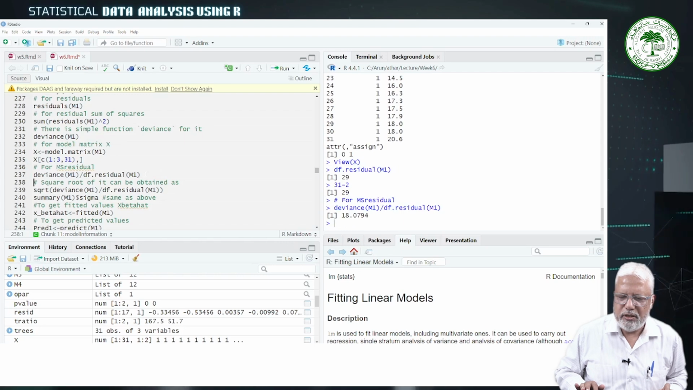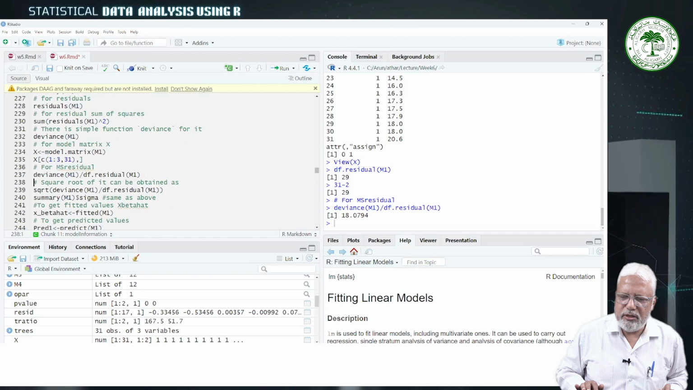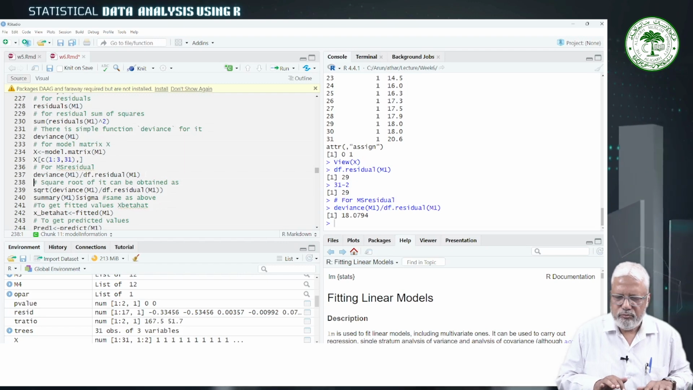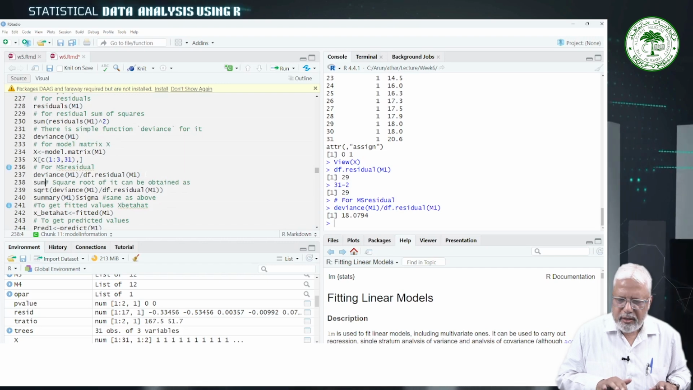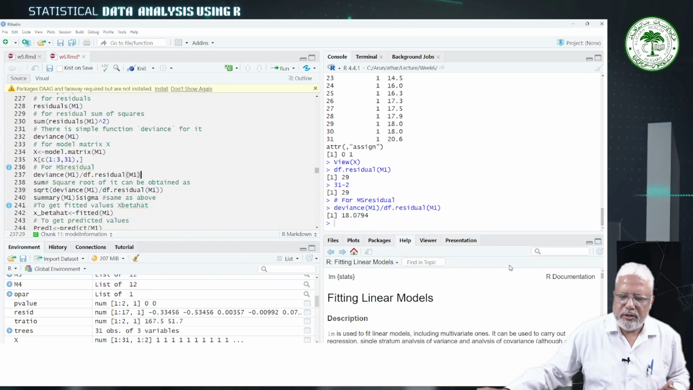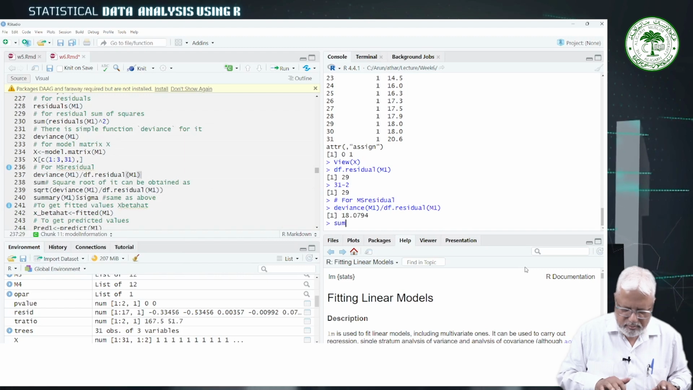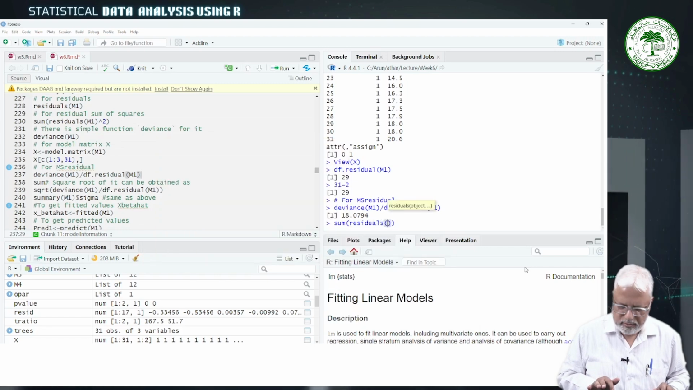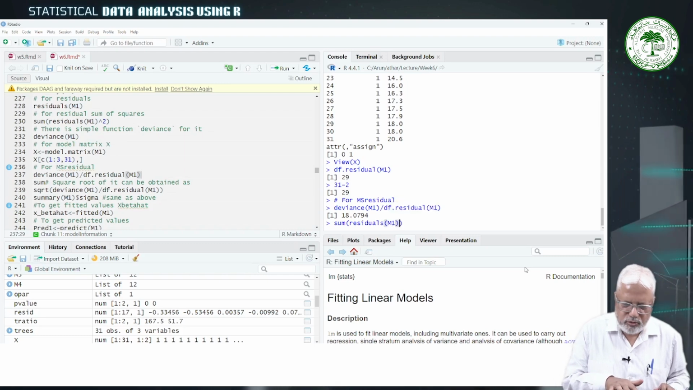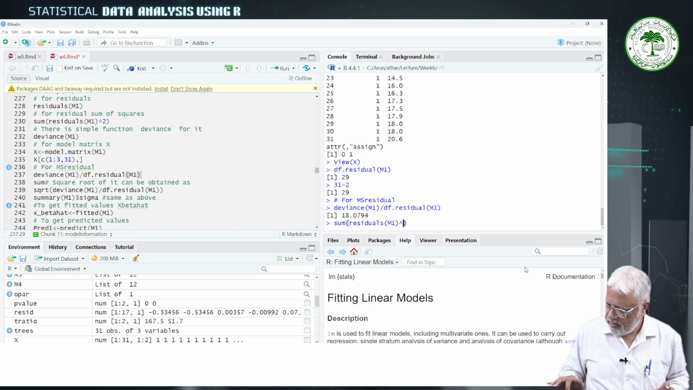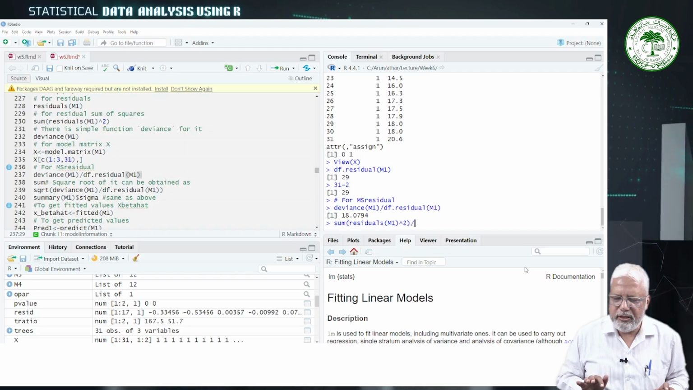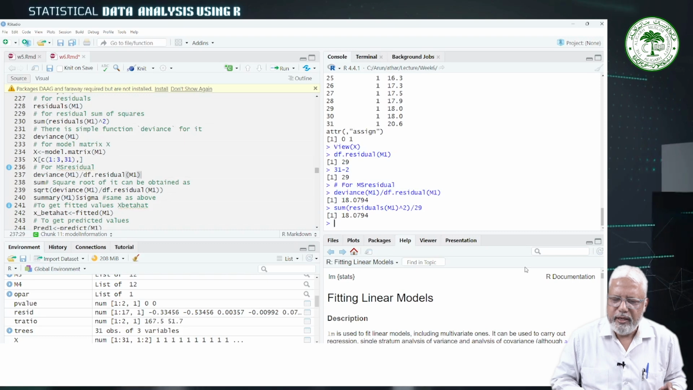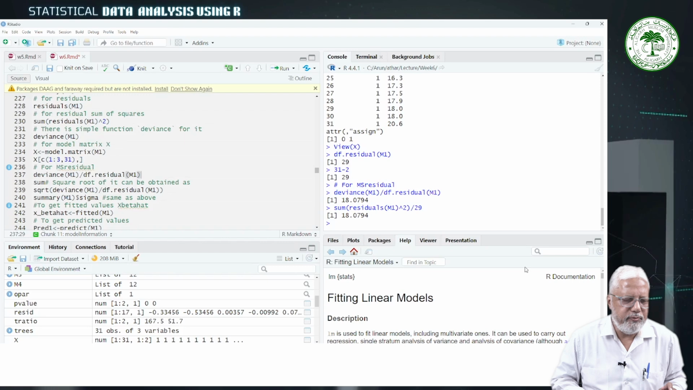This is the deviance, which is the residual sum of squares divided by the degree of freedom. If we take the sum of squared residuals of M1 and divide by the degree of freedom, 29, it is the same value, 18.07, and that is nothing but deviance divided by df residual. So this is the explanation of deviance.